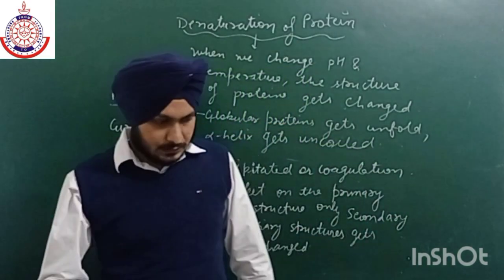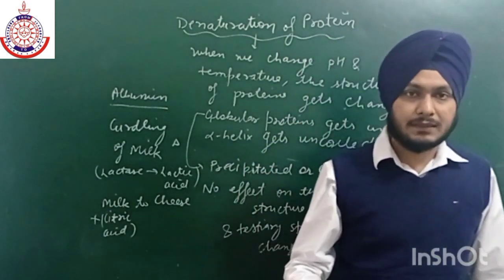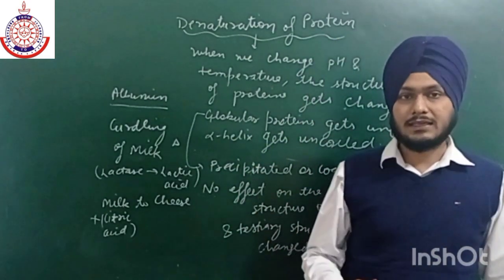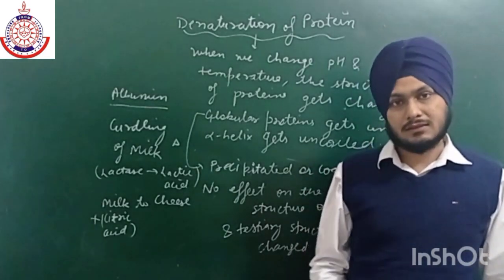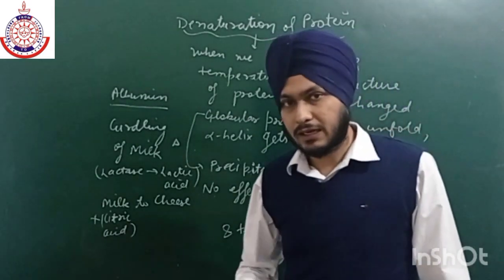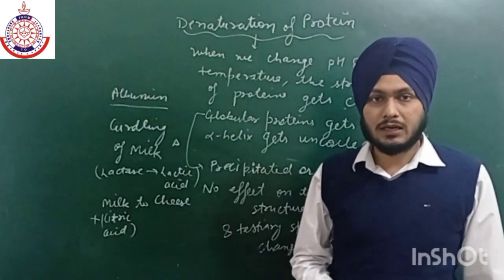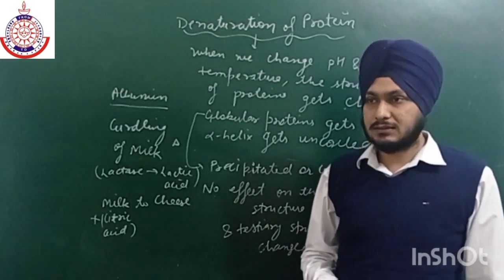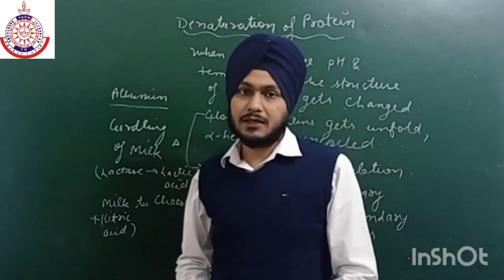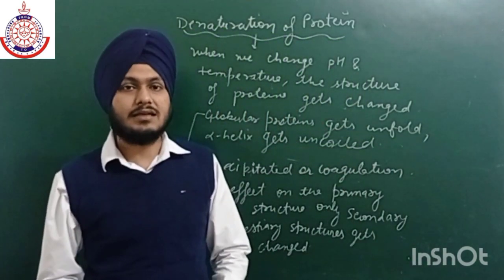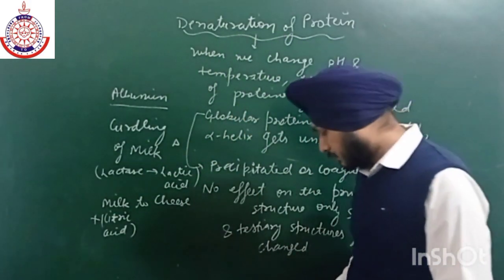Okay, so what is renaturation of protein? If we again change the pH, or if we again get the same temperature and pH value, then there may be a chance that the structure will get coiled again, and the secondary and tertiary structure will again get to its initial position. Okay, this is known as renaturation of protein. Now this is all about the protein part.